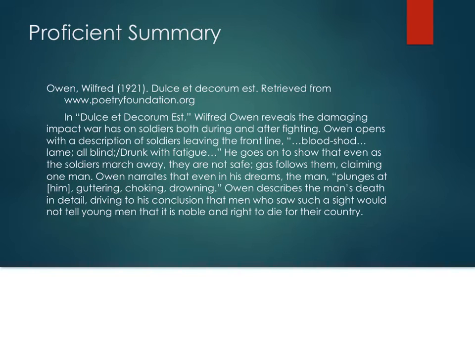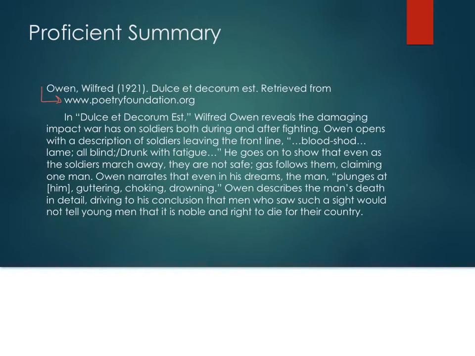Here is actually both a proficient and a 4-level summary, and we'll talk about why that is. We start with a complete identification, APA citation, Owen, Wilfred, 1921, which is the date this poem was published, close of the period. The title with only the first word capitalized, Dulce et decorum est, period. Retrieved from poetryfoundation.org, no closing punctuation. Notice it's also properly hanging indented. Okay. Now we go into our first sentence, which needs to give the theme.